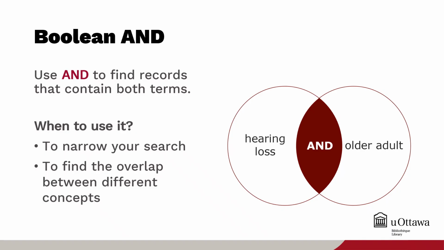The Boolean AND is used to find documents that contain all of your listed terms. In this example, I only want to find documents where hearing loss and older adults appear. Use AND to narrow your search and find the overlap between different concepts.